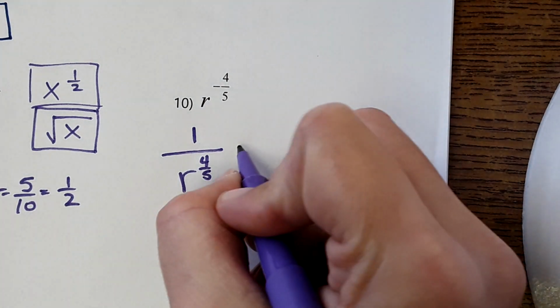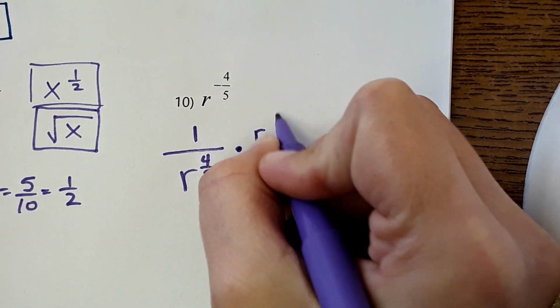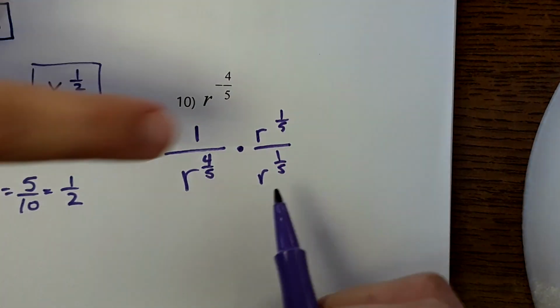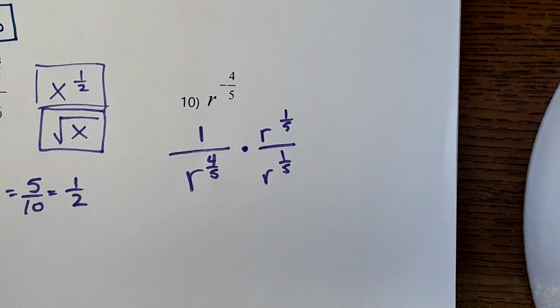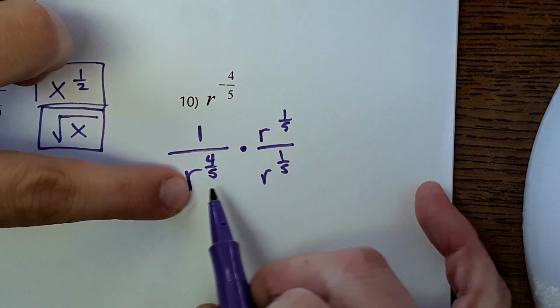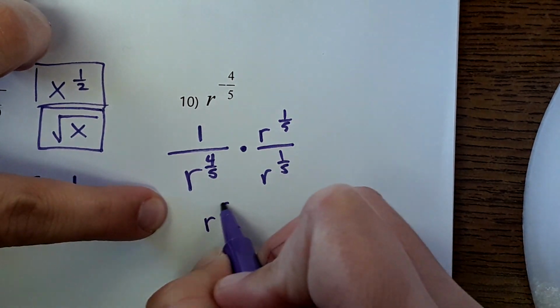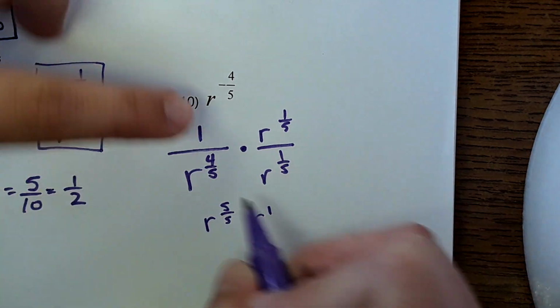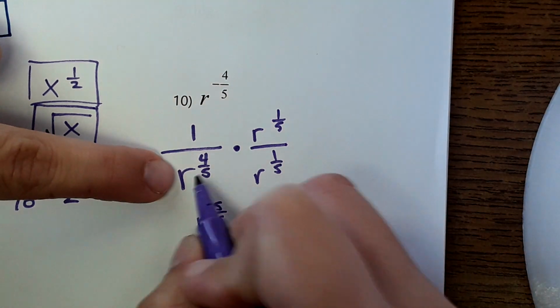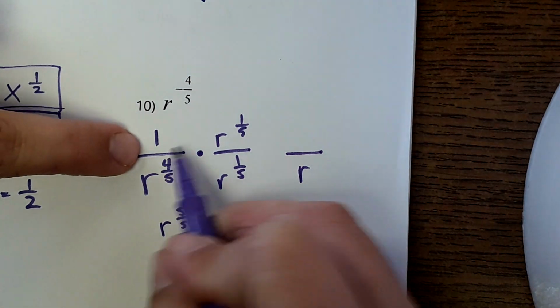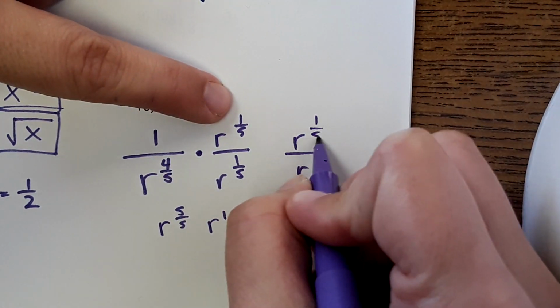So the way we can do that, and I know you wouldn't have thought of this on your own, but now that you've seen it, it'll make sense. We're going to multiply by this number. The reason why we chose 1/5 is because we're going to multiply this by this, and we're going to add those two, and you get r to the 5/5, which is r to the first power, which is just r. So this times this is r, and then this times this is r to the 1/5.